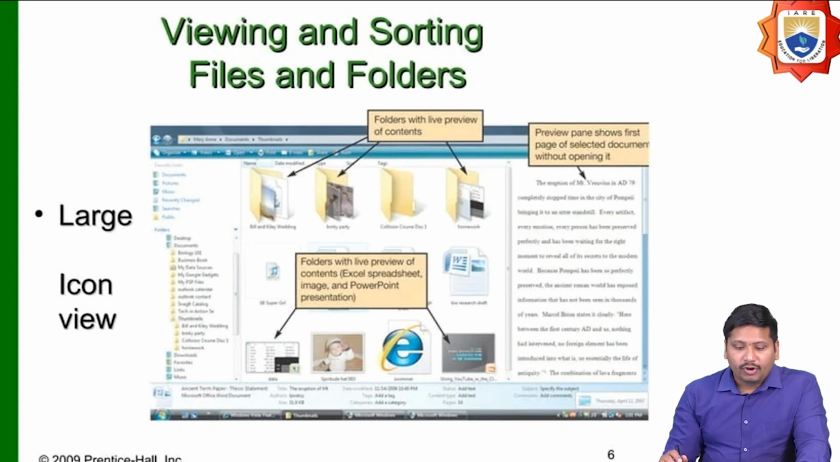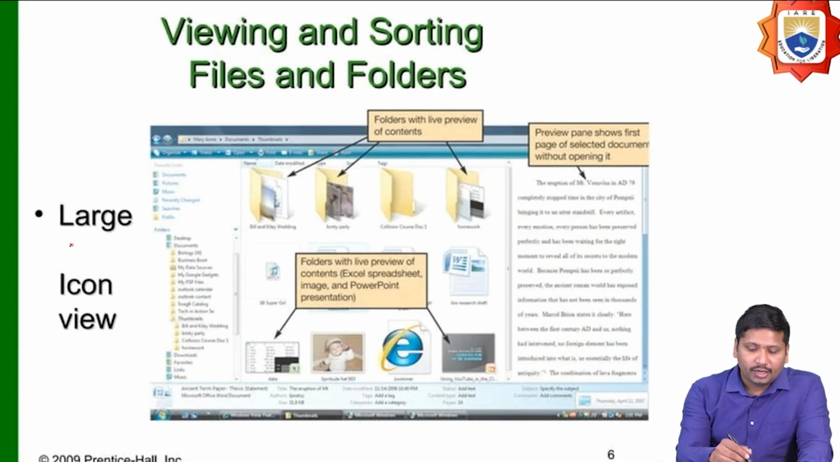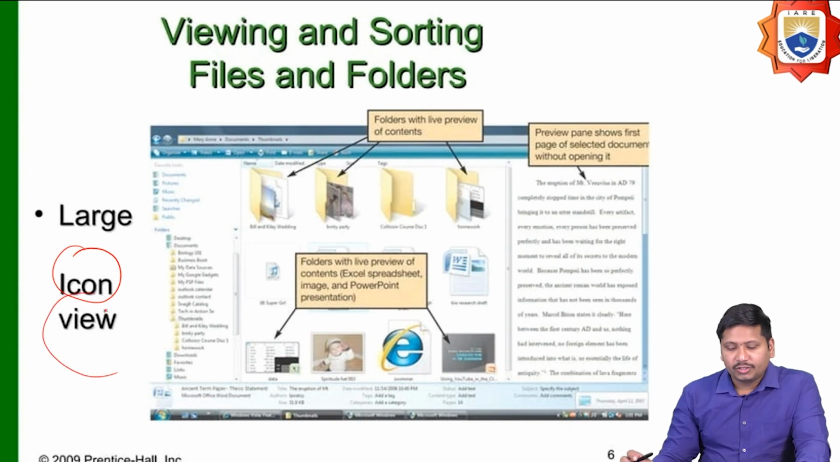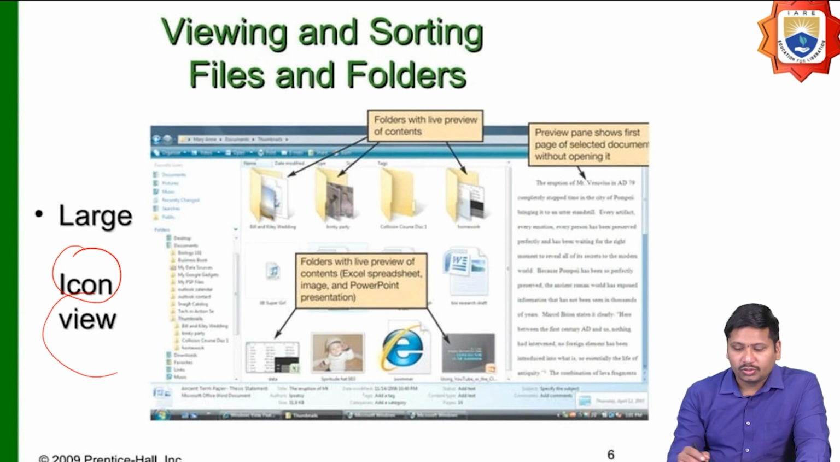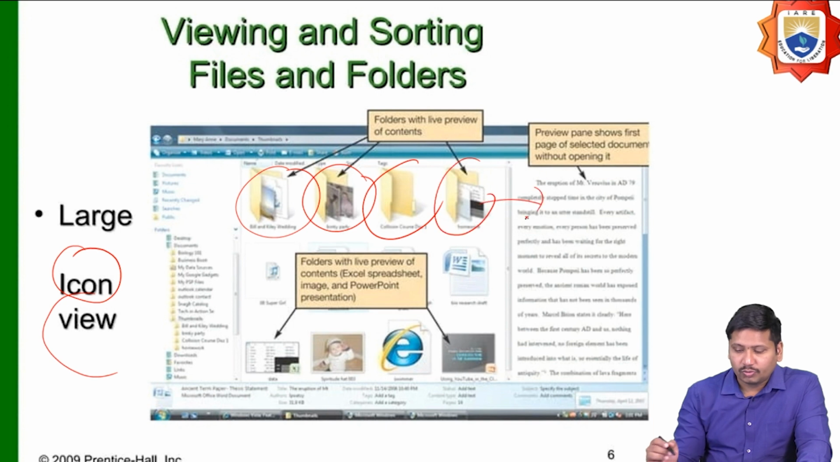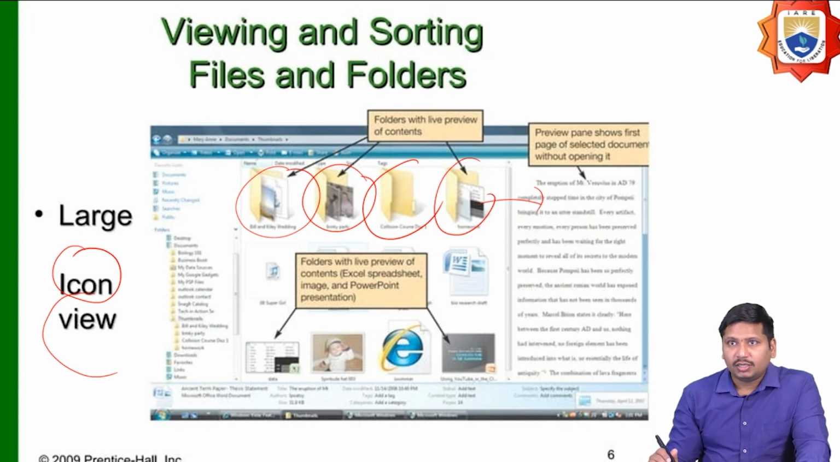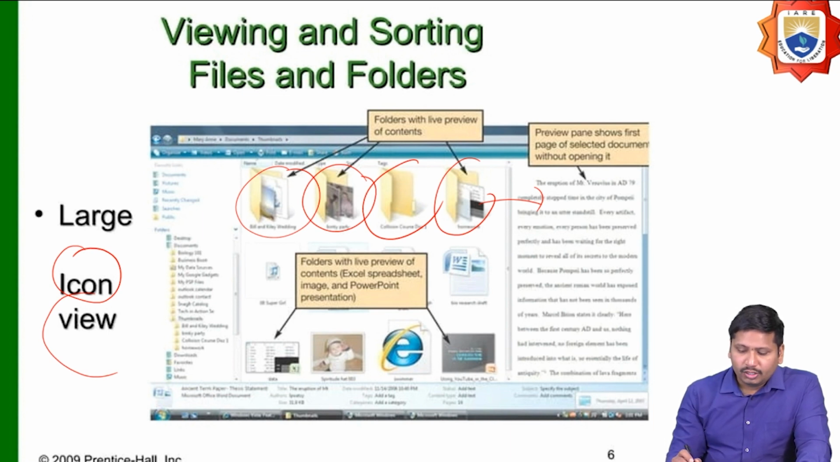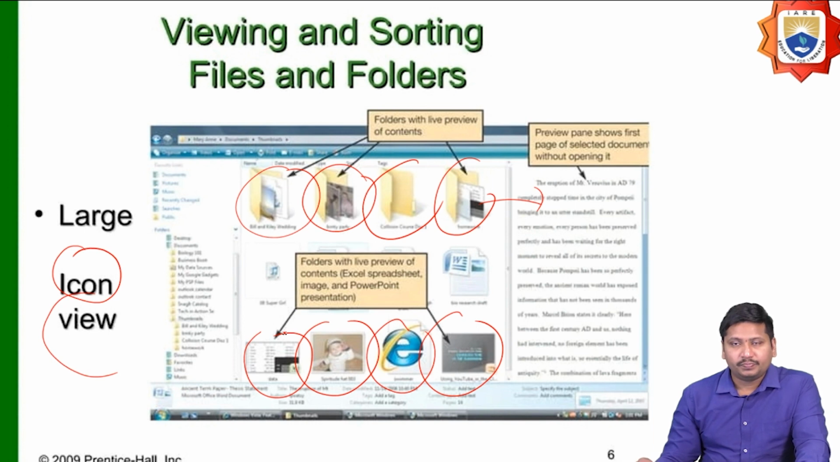We can view the files in large view, in icon view, or in some other folder views. If I store the files with a preview of contents, it shows what the folders are, and the content can also be viewed by the side. That is the preview panel. The files can also be displayed in the form of separate icons, and we can view the files and folders.